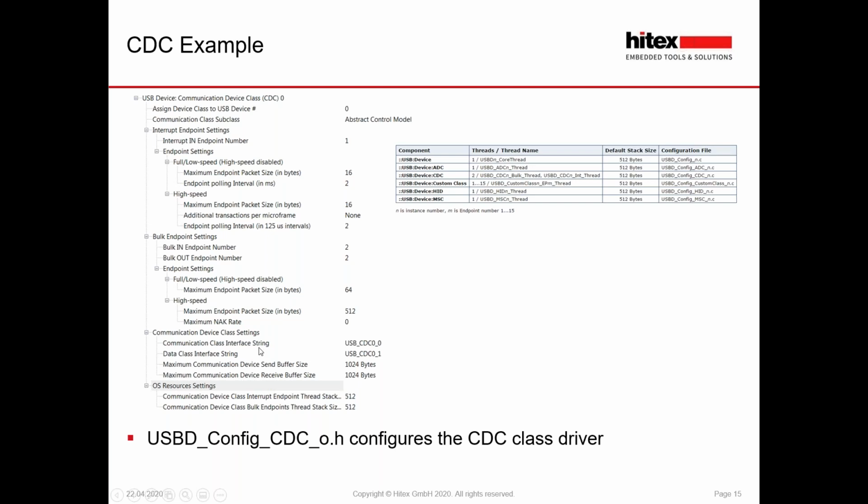Down here we can set the communication class definition, its interface string, and the size of the transmit and receive buffers. And again here, we've got control of the resource settings, which are used to allocate memory into the threads. Generally I would leave these at the default setting, though you can experiment with shrinking them down if memory is a bit limited.